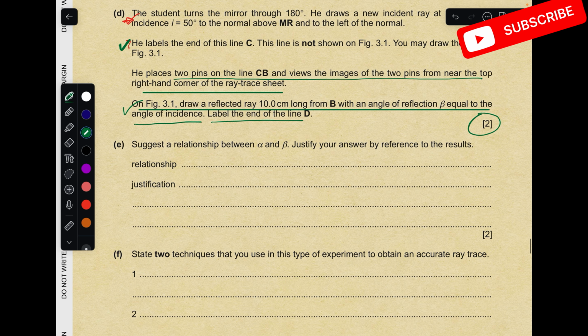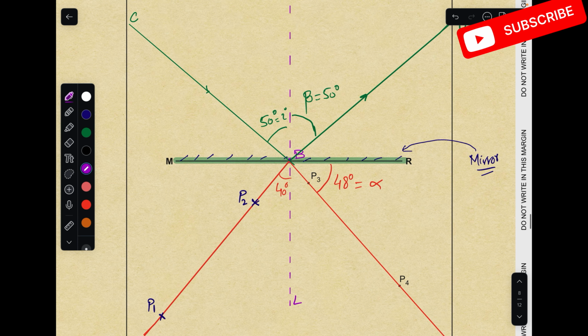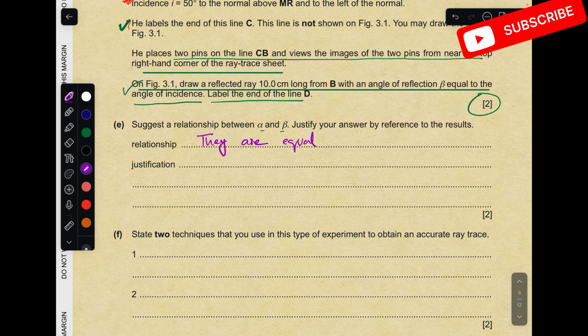In part E, suggest a relationship between alpha and beta. Justify your answer by reference to the result. So they are equal. Why are they equal? Now you should be thinking. If you remember, let me show you. Alpha is 42 and beta is 50, so they are nearly equal. So you can write they are equal within the limit of experimental accuracy.